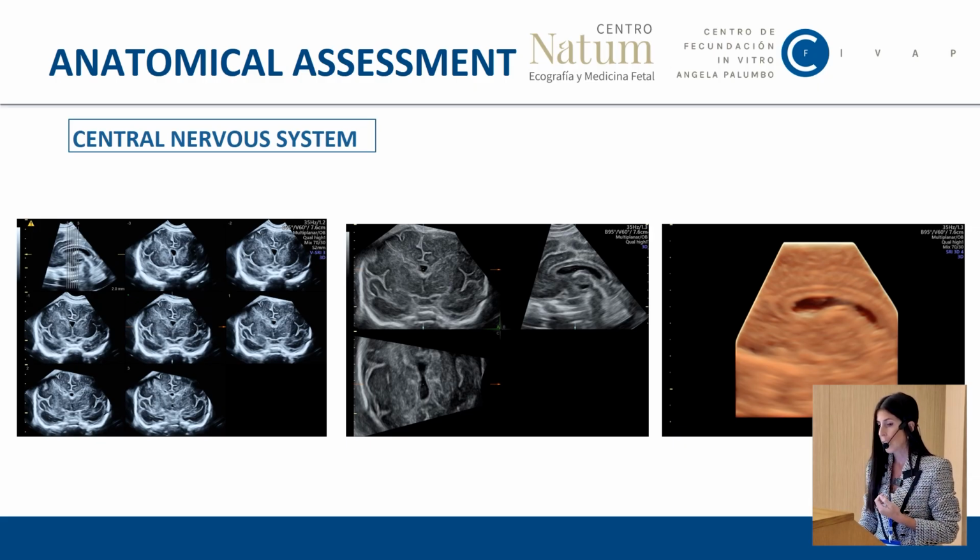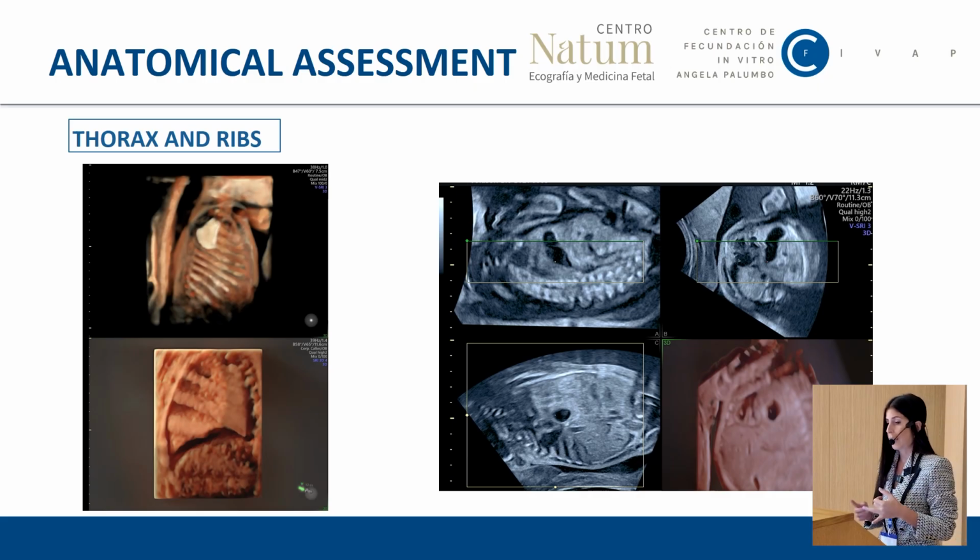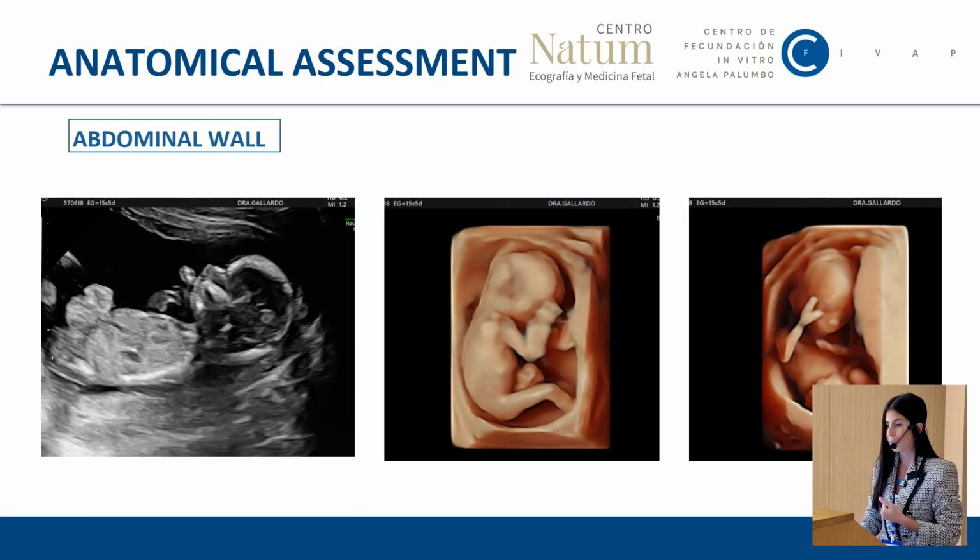Also, we can check thorax and ribs. We have multiple displays to do that. We can do it with the surface mode, but we can also assess just the bones, and in this case, especially important on the right side, a case of congenital diaphragmatic hernia, where we can see the stomach inside the chest, close to the heart, and we could demonstrate that in a 3D ultrasound image.